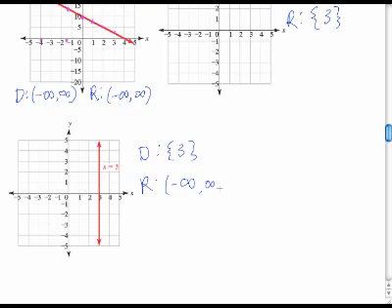Now for this one, for most x's there's nothing. For the only x value that's in the domain, we actually have infinitely many y's. That's way more than one y. So this is definitely not a function.